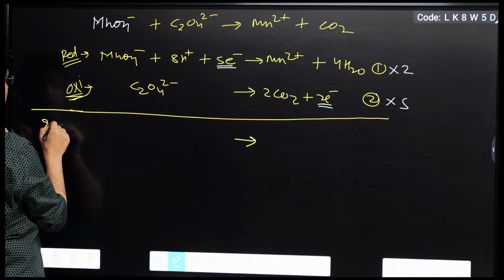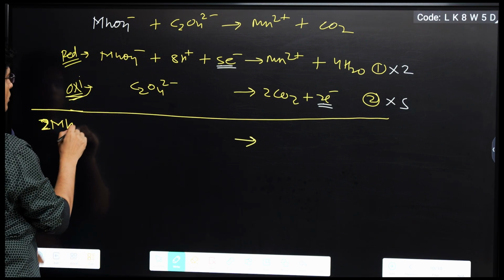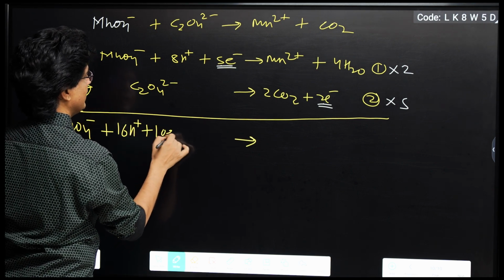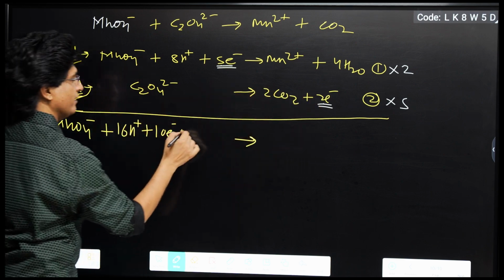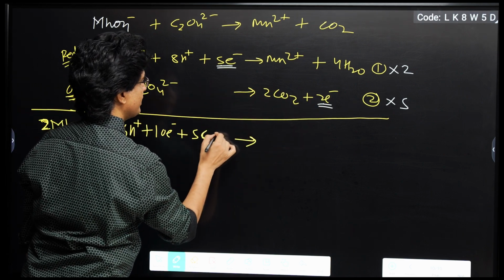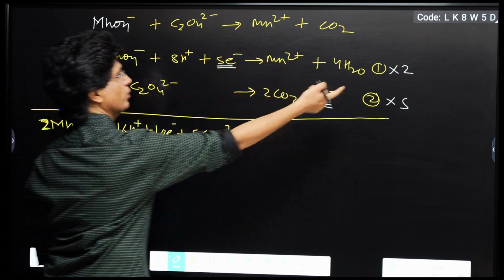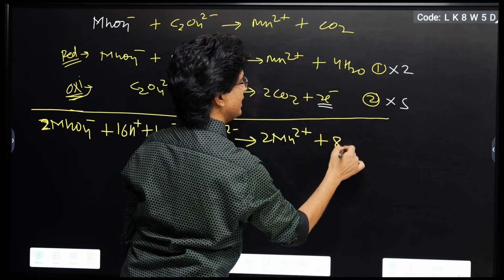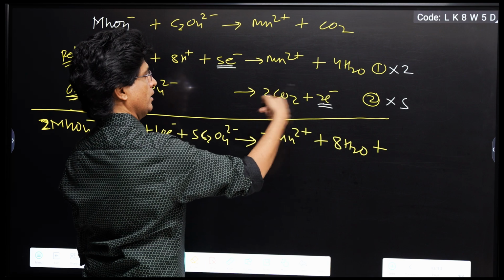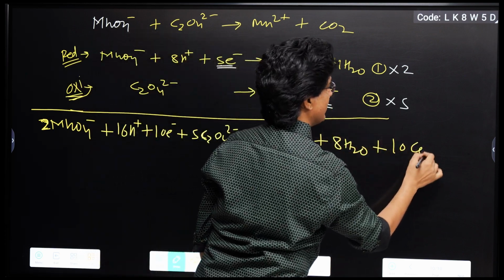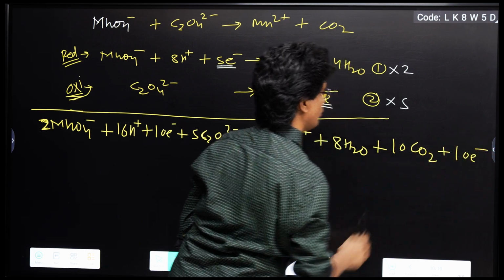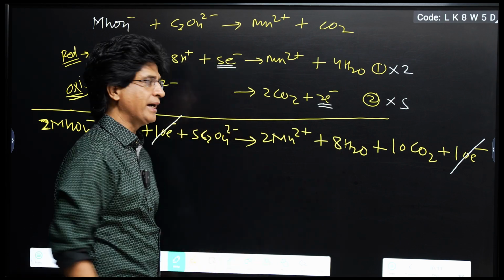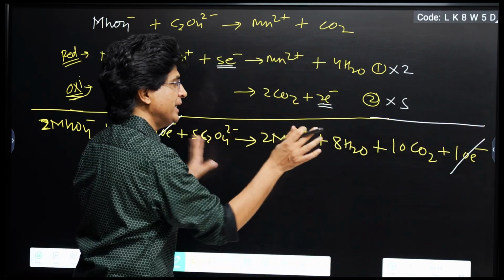So 2 into MnO4 negative, that will be 2 MnO4 negative plus 16H plus 10 electrons plus 5 C2O4 2 minus, giving you 2 Mn2 plus, 2 into 4, 8 H2O, and 5 into 2, 10 CO2 and 10 electrons. So finally we can see 10 electrons on the left hand side will be cancelled by 10 electrons on the right hand side, and that was our goal actually, to delete the electrons.